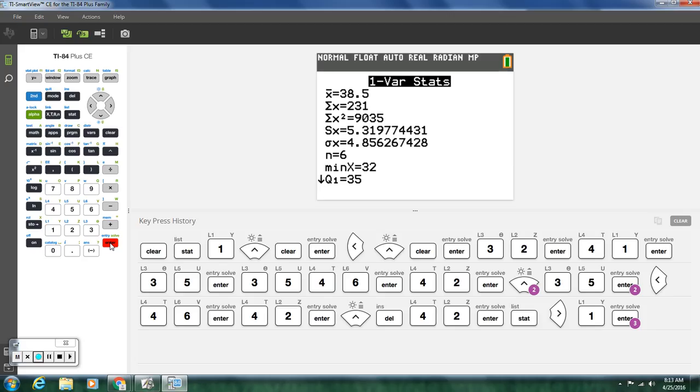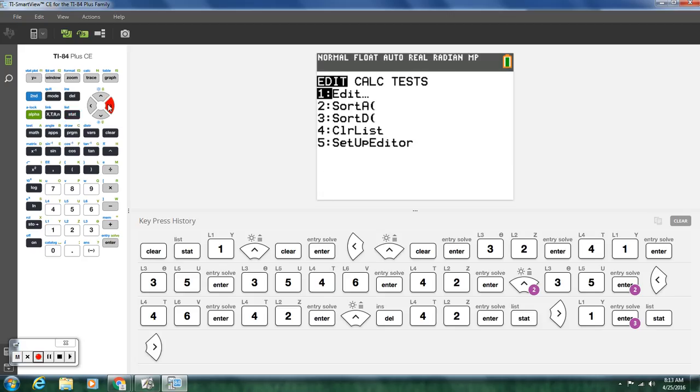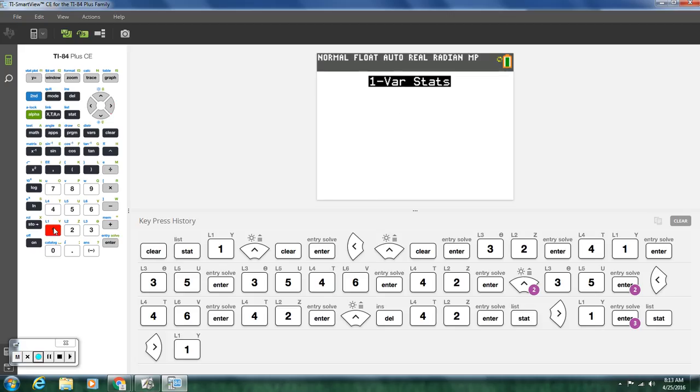And we'll see the ones that you need to know. And you should have numbers like that. If you don't, then one of your numbers is off. Does everybody have these numbers? I went to stat, and I hit calculate, and hit number 1, and then you enter.